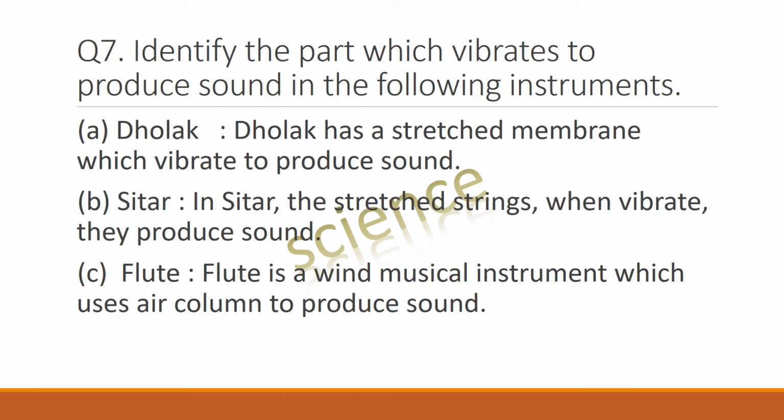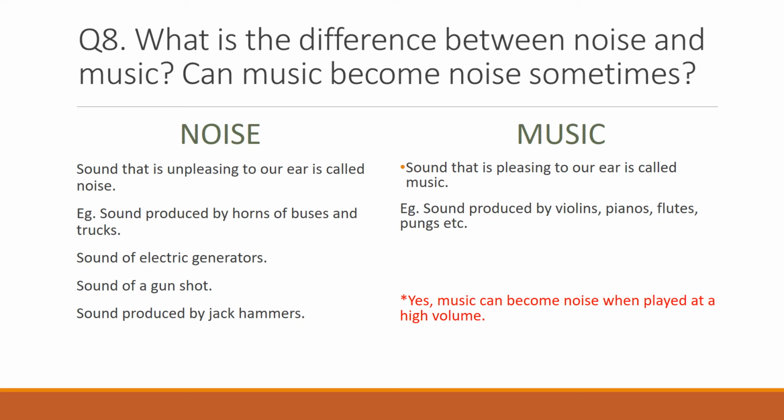Question number 7 is, identify the part which vibrates to produce sound in the following instruments, that is in dholak, sitar and flute. So dholak has a stretched membrane which vibrates to produce sound. In sitar, the stretched strings when vibrated produce sound. And flute is a wind musical instrument which uses air column to produce sound. Question number 8 is, what is the difference between noise and music?